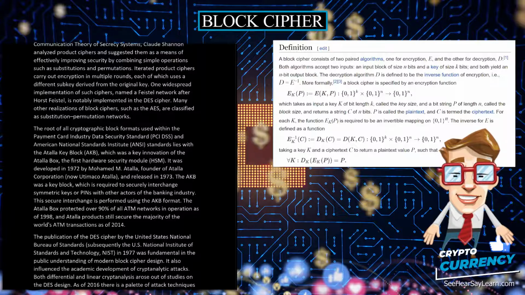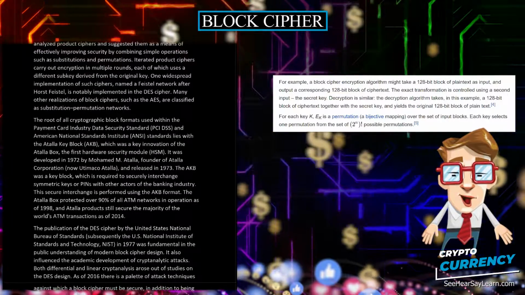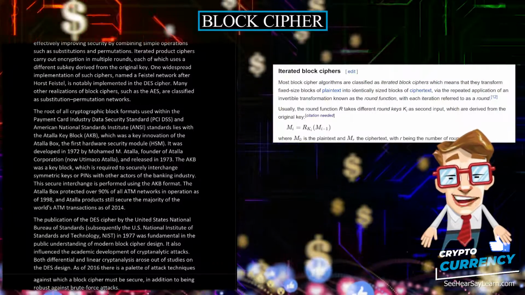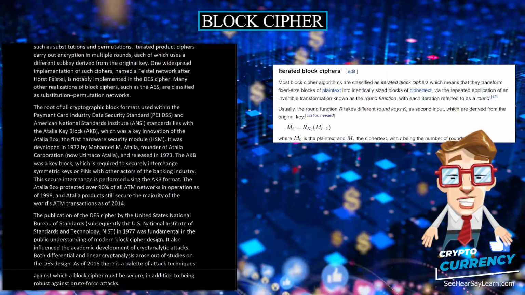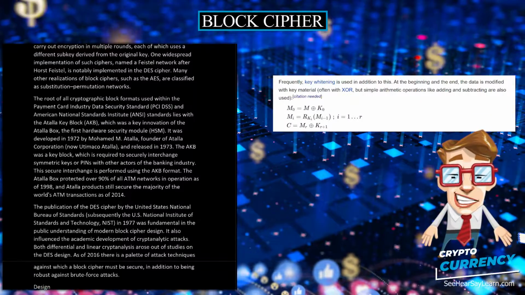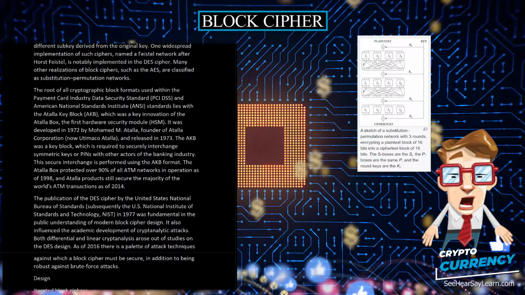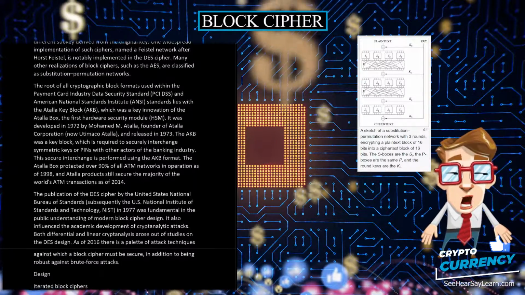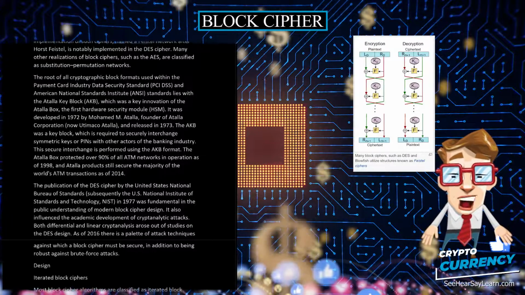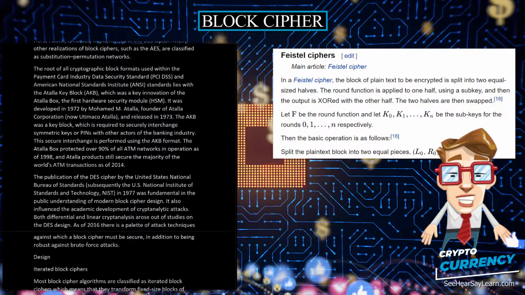The root of all cryptographic block formats used within the Payment Card Industry Data Security Standard, PCI DSS, and American National Standards Institute, ANSI, standards lies with the Atalla Key Block, AKB, which was a key innovation of the Atalla Box, the first hardware security module, HSM. It was developed in 1972 by Mohamed M. Atalla, founder of Atalla Corporation, now Utimaco Atalla, and released in 1973.